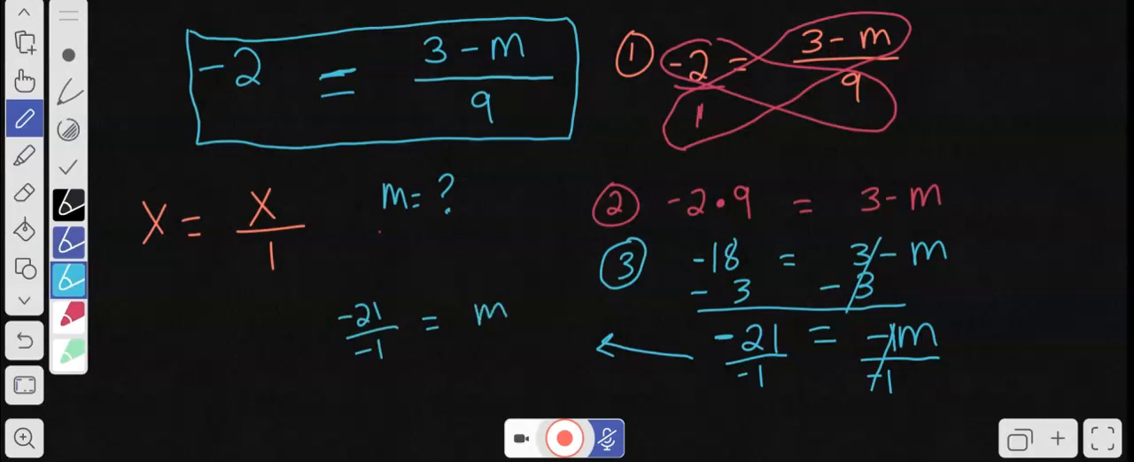is simply, well, it's not negative 21, but positive 21, I mean. So m is equal to positive 21. A negative divided by a negative is a positive. So I repeat, m is equal to positive 21, because negative 21 divided by negative 1 makes it a positive 21.